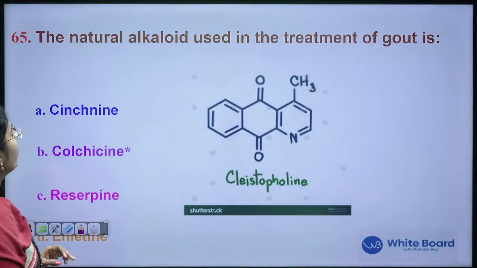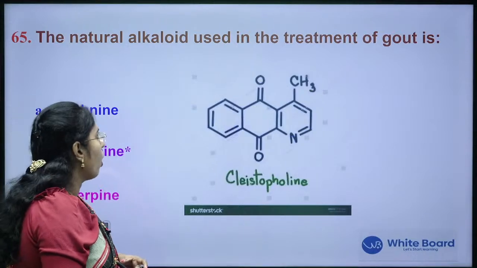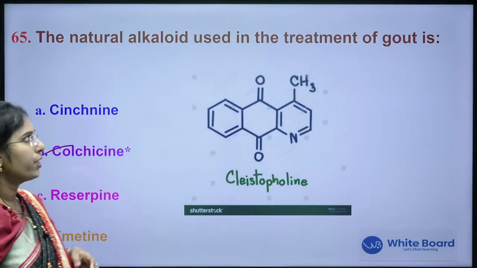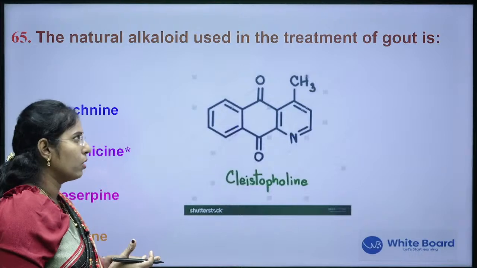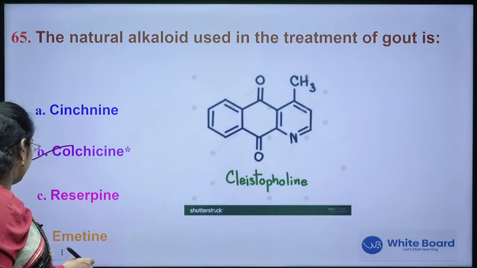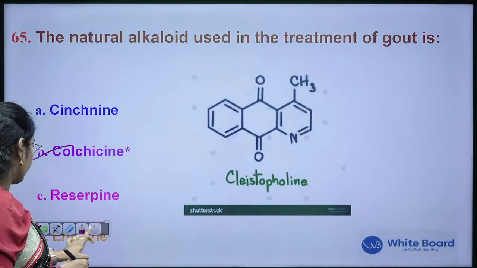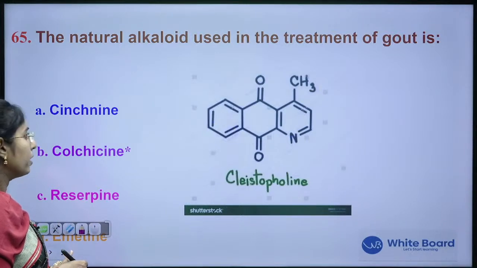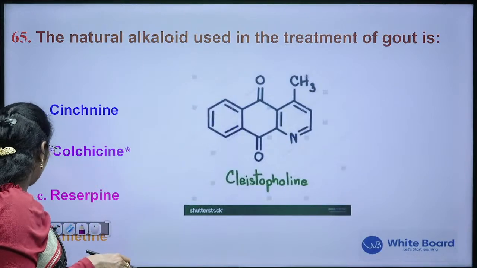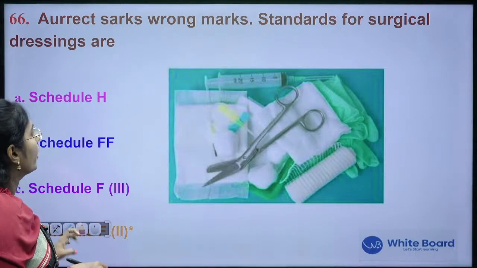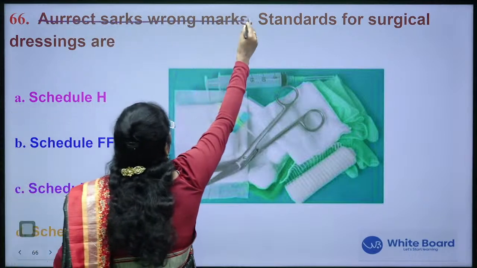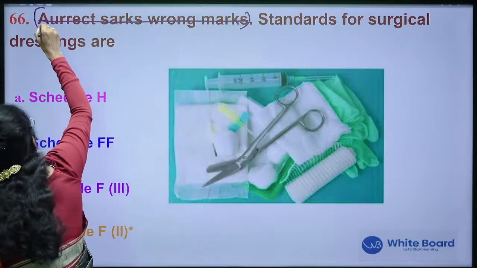Next question, the natural alkaloid used in the treatment of gout is. So, this is also a direct question, that is colchicine. Colchicine is used for the treatment of gout, that is arthritis, which is due to, in the last class also we have discussed about this gout, that is due to the accumulation of uric acid in our joints. Right.